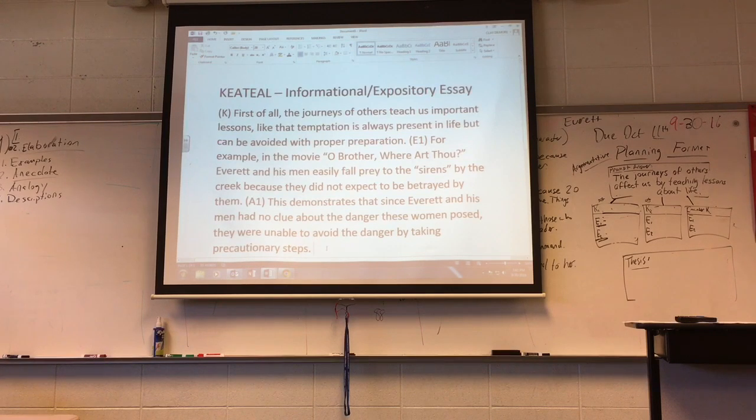They were unable to avoid, and see, I got "danger" twice here. I don't like that, it's so repetitive. So, had no clue about the danger these women posed. They were unable to avoid, maybe I can just say avoid it. So they were unable to avoid it by taking precautionary steps. So maybe the reader would know it means the danger. Let's read it again to make sure. This demonstrates that since Everett and his men had no clue about the danger these women posed, they were unable to avoid it by taking precautionary steps. Okay, I think that's okay.